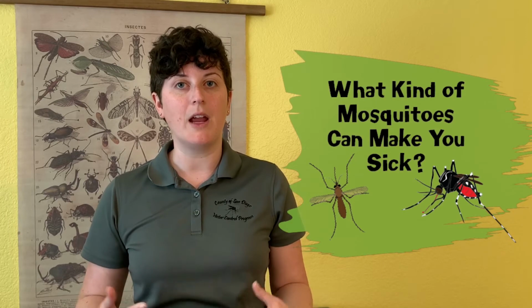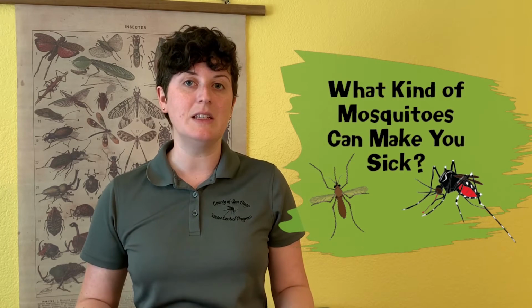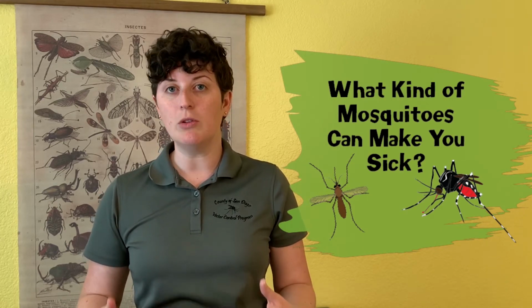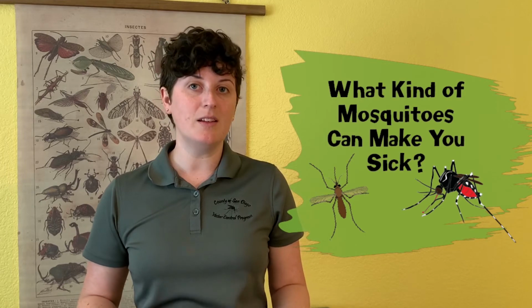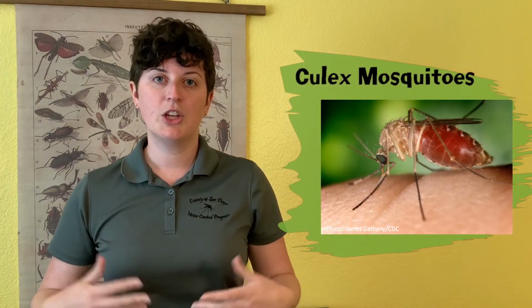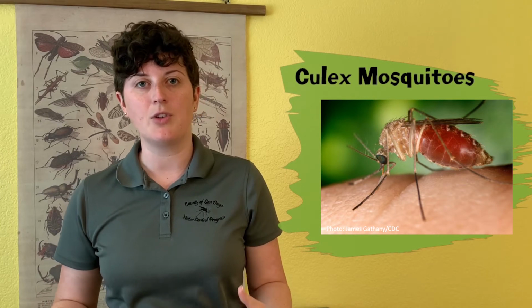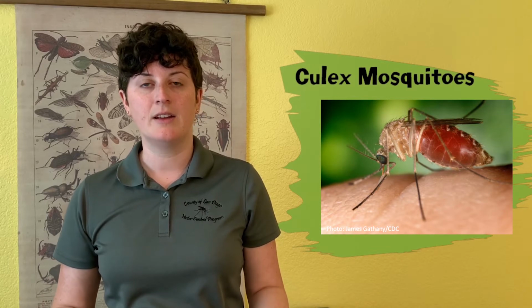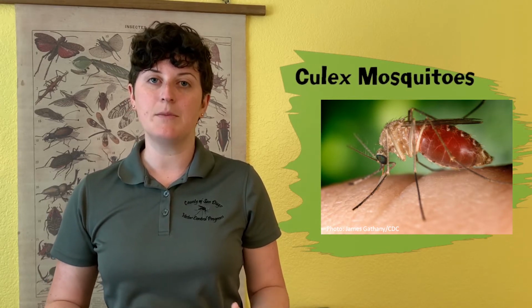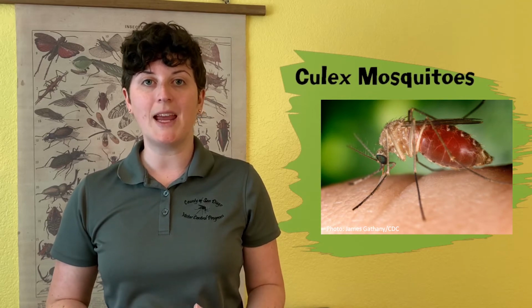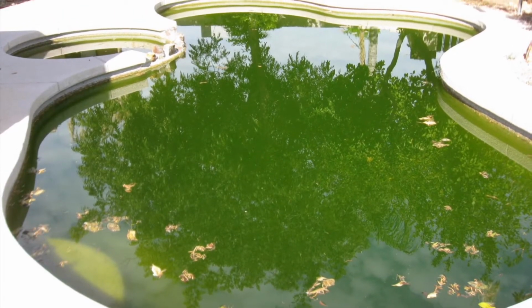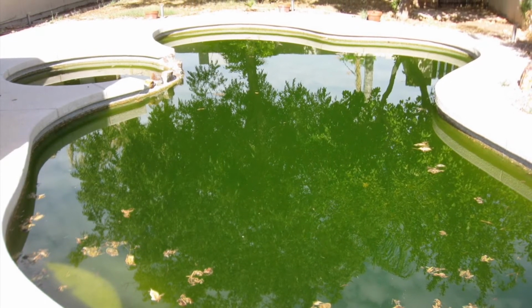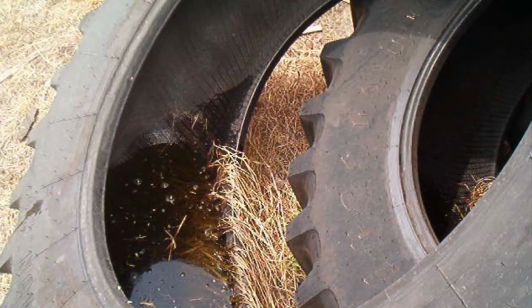In the County of San Diego Vector Control Program, we keep an eye on two main types of mosquitoes because of their ability to transmit diseases to people. These are Culex mosquitoes and the invasive Aedes mosquitoes. Culex mosquitoes are most active at dawn and dusk, so you're most likely to see them when it's a little bit dark outside. They like to lay their eggs in semi-permanent water sources, which can be anything from a green pool to some water collected in a tire. Some Culex mosquitoes will breed in people's backyards.